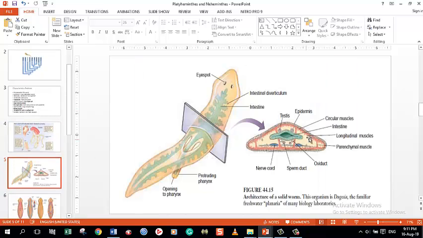Let us look at the next one. This is a planaria. If a section of the planaria is cut, you are going to see a primitive nerve cord, a sperm duct, an oviduct, testes, and epidermal layers of cells. So basically this animal has a very primitive nervous system and a primitive reproductive system.